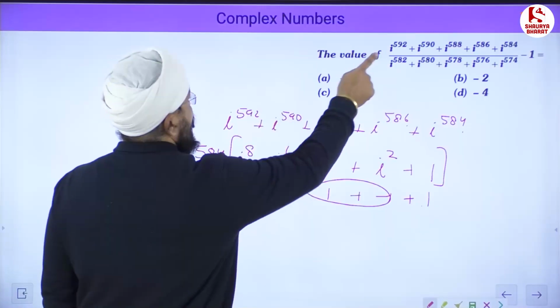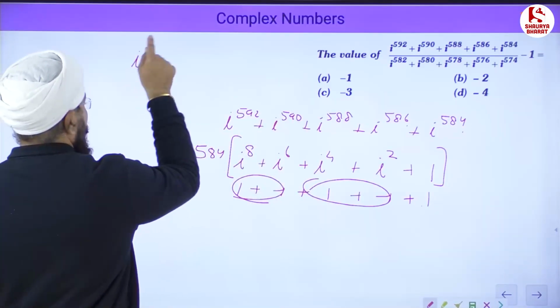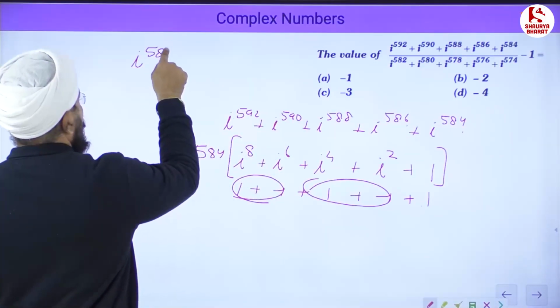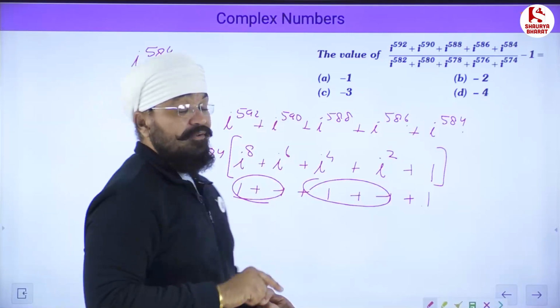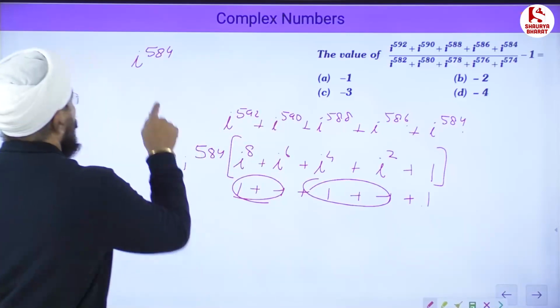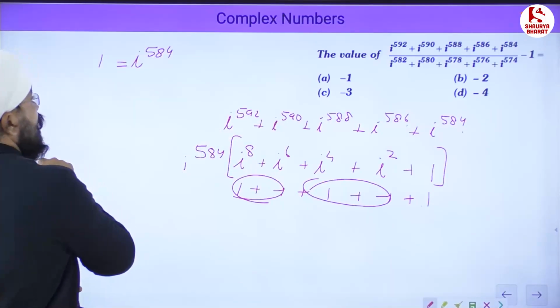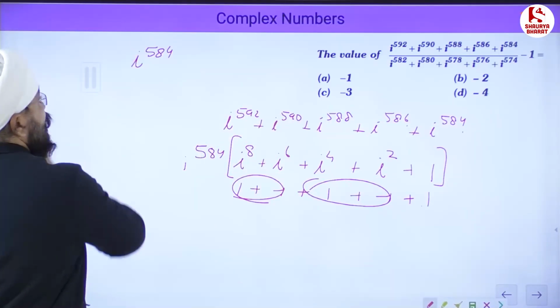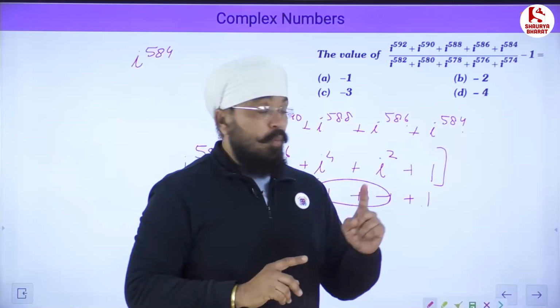So that means if I take the numerator part, we are having iota to the power 584. Now this 584 is a multiple of 4. Clear? If this one is a multiple of 4, the result will be 1. That means for this numerator part, it is getting 1 as the result.